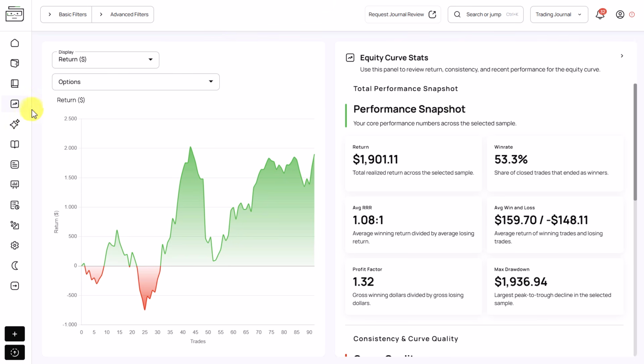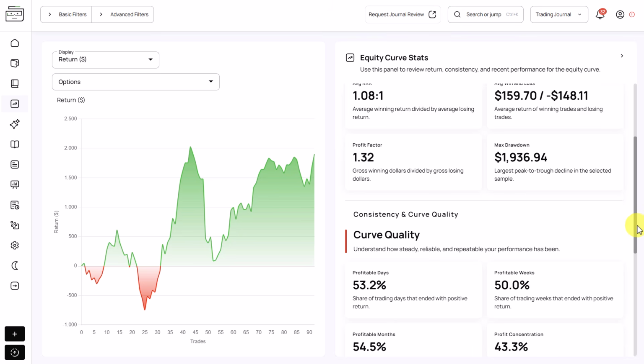So when we start here in our equity graph, you'll see that the layout has changed. Whereas previously you just saw the equity graph and then a few summary stats underneath it, now we have a right panel with a lot of additional information. At the top, you will have core information data points, such as the return, the win rate, the reward to risk ratio, the average size of your winners and losses, the profit factor, and the drawdown.